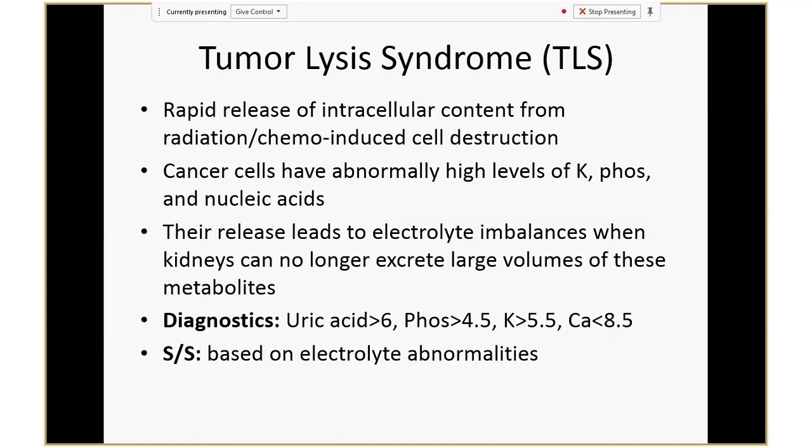Some signs and symptoms based on electrolyte abnormalities. We want to make sure that we are measuring your electrolytes frequently, and then if you have a high or low one of these labs that we're fixing it and making sure we're giving medications to reverse it.